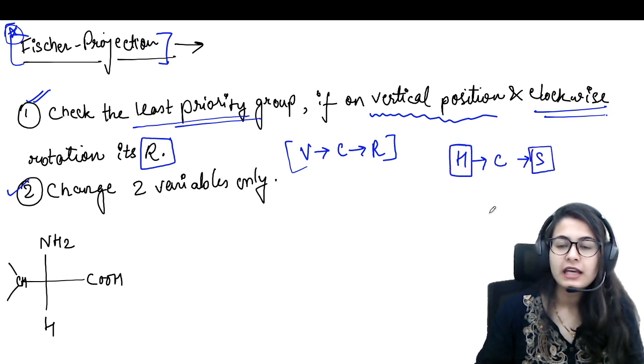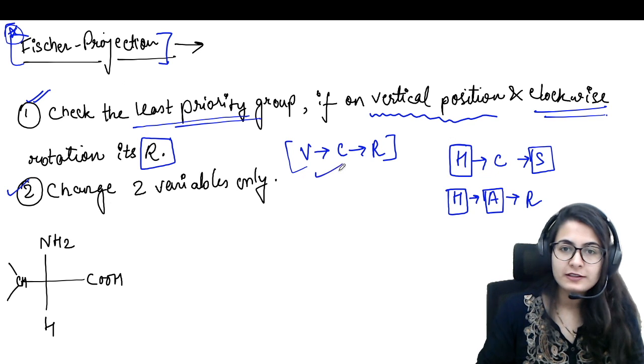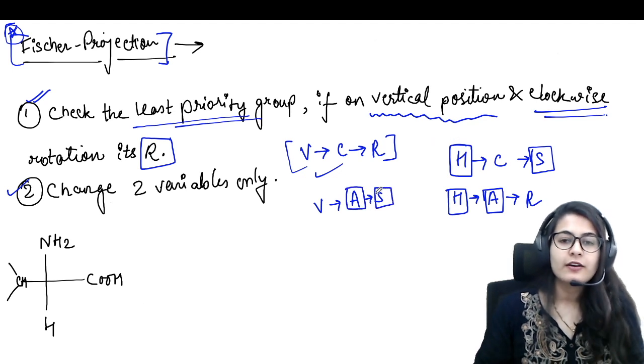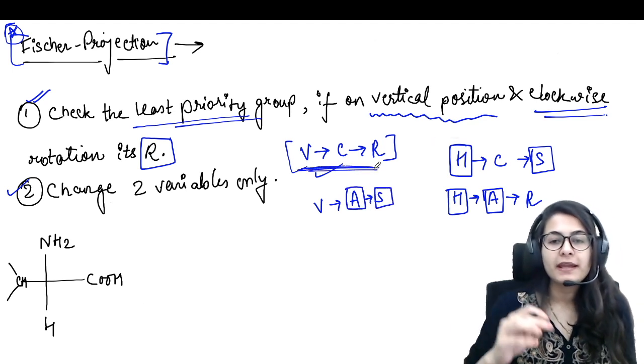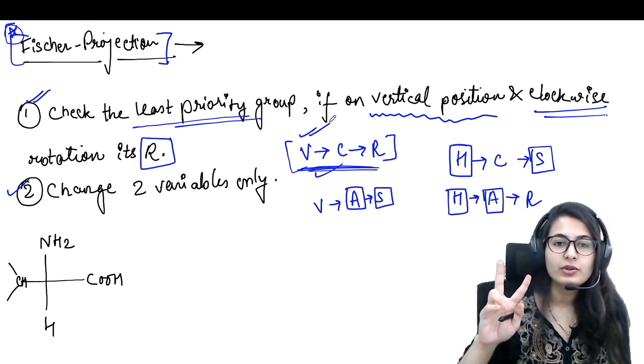From here. Okay. Similarly, if it is on the horizontal position and you have anti-clockwise rotation, it will still be R because you can only change two variables with respect to this formula. If you have vertical and if you have anti-clockwise, it will be S. So two variables once again from the main formula that we have.